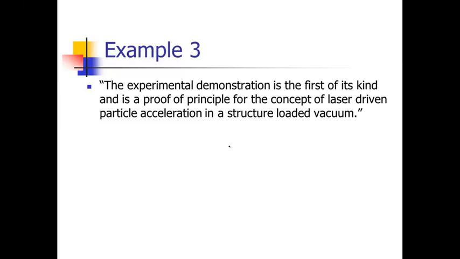The experimental demonstration is the first of its kind. It is a proof of principle for the concept of laser-driven particle acceleration in a structure-loaded vacuum. So if we're kind of going through this one, the experimental demonstration is kind of a long way of just saying, I think we could edit that to the experiment. And then we get is the first of its kind and is a proof of principle. Notice the use of the verb to be, is and is. That's kind of a boring verb, so maybe we can put in a slightly better verb there. And first of its kind and is a proof of principle is a little bit repetitive.